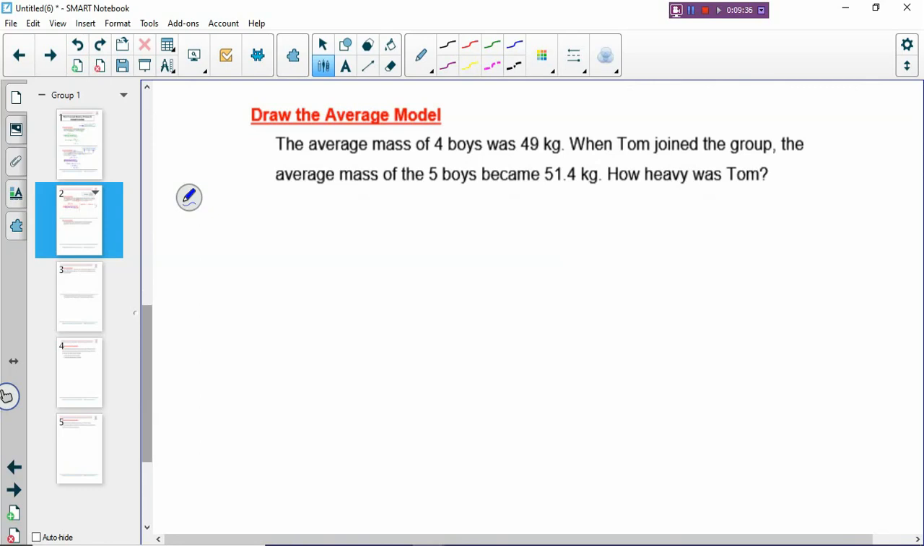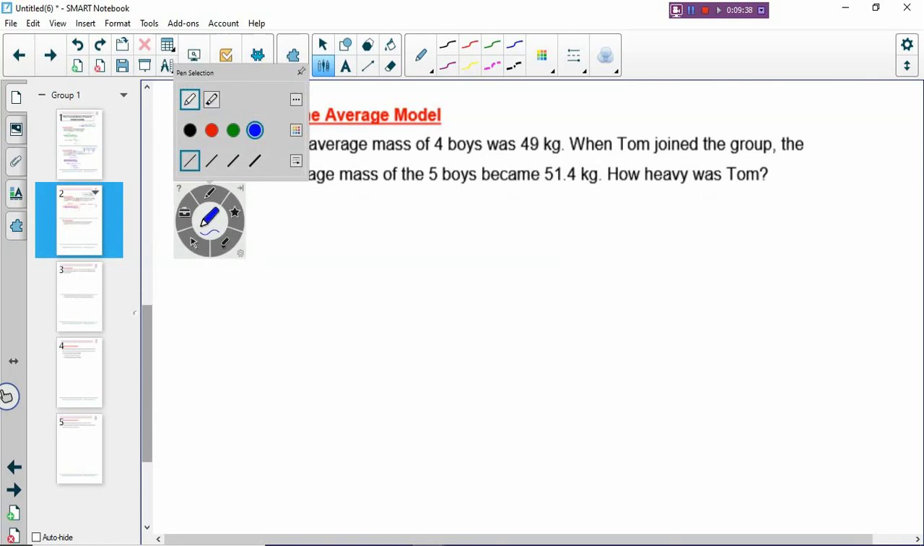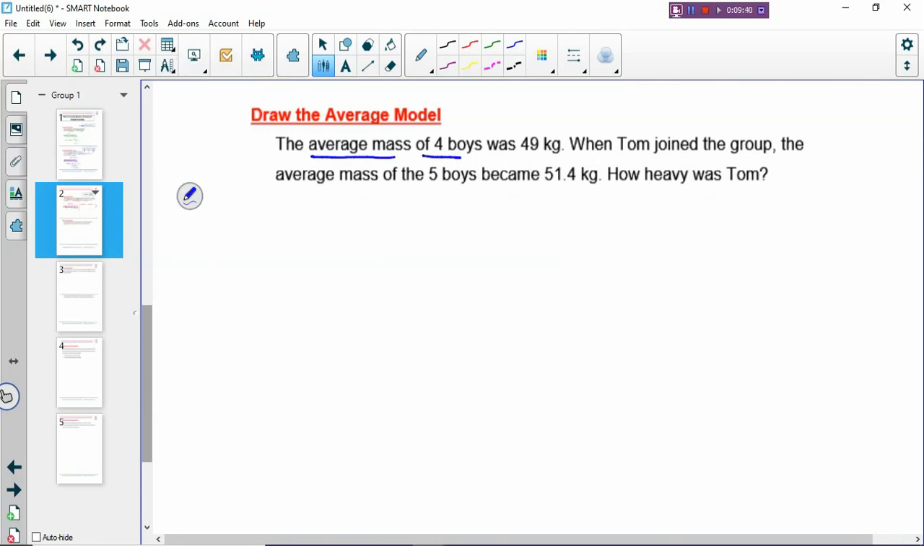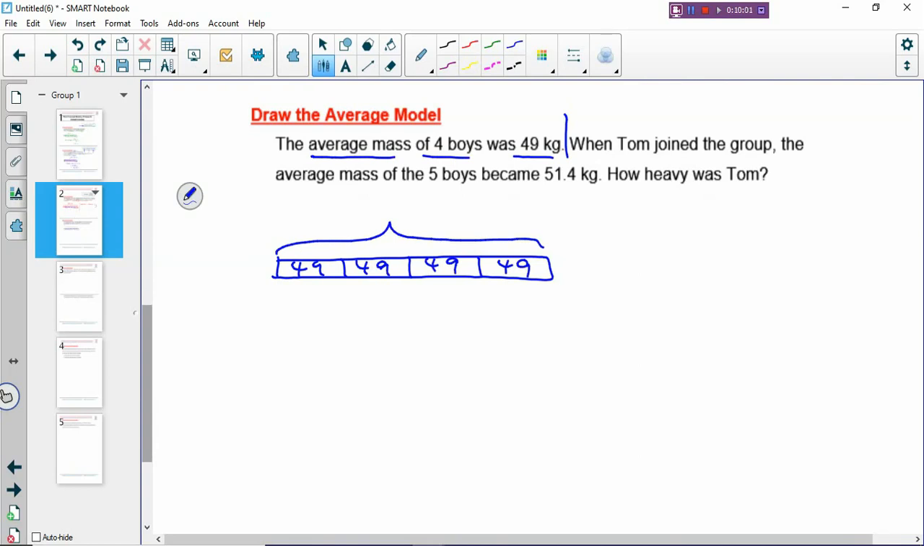It is important that you visualize the problem by drawing out the model. So how do you draw the model for this problem? You read the question. The average mass of 4 boys was 49 kilogram. Can we draw the first sentence? Yes, we can. You have a rectangle cut into 4 boys. Average means everybody is the same, so everybody is 49 kilogram. And then you can immediately find the total.